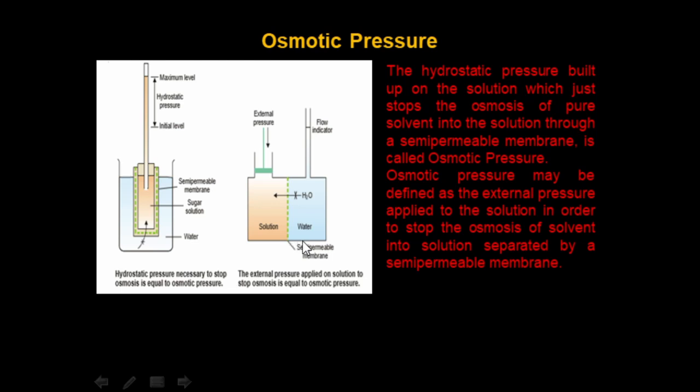That is given as: the osmotic pressure may be defined as the external pressure applied to the solution phase in order to prevent the osmosis of solvent into the solution phase separated by a semi-permeable membrane.